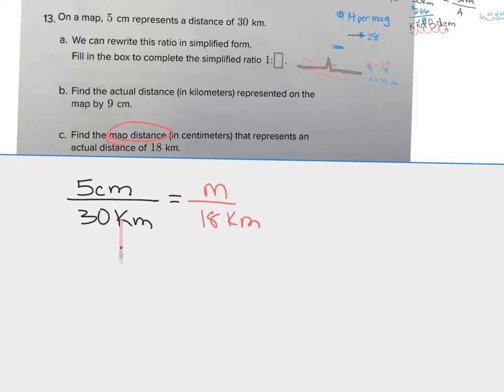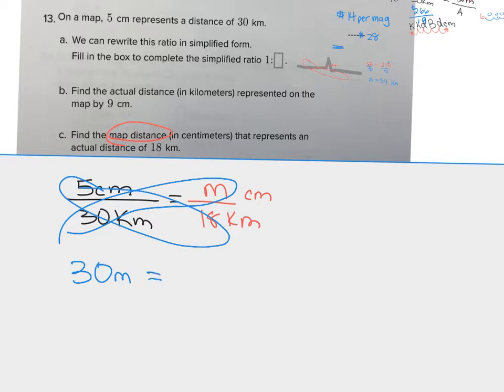Centimeters is to centimeters, this is also centimeters because they want centimeters, as kilometers is to kilometers. Cross multiply. 30 times my unknown, and you could use any letter. You don't have to use M. You could have said X, you could have said N, whatever. That's equal to 18 times 5, 90. So your map distance is 3 centimeters.